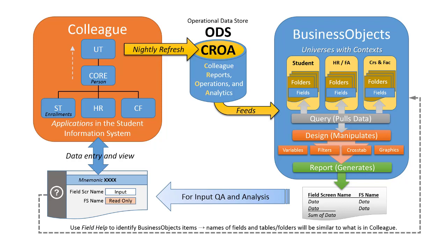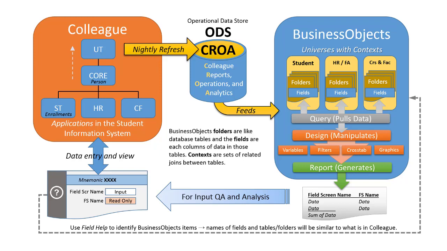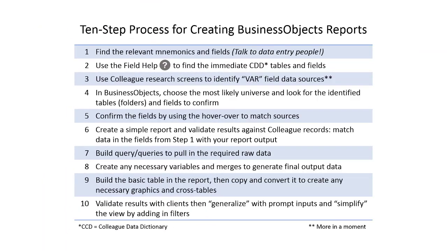These reports can be used to QA the data inputted into Colleague for keying errors or for wider analysis and decision-making. Think of Business Objects folders as if they were tables in a database, and the listed items are fields in that table. You are pulling the data elements, the cells, to work with in your report.